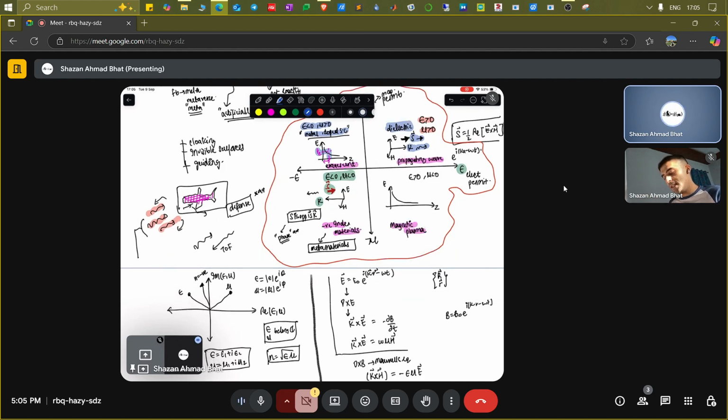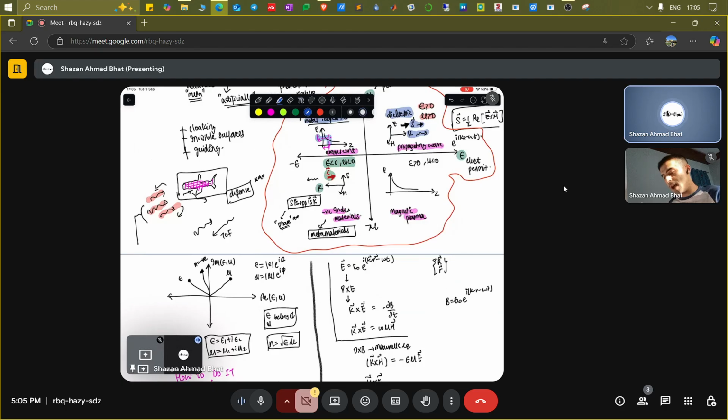The interesting case happens when the permittivity is negative and the permeability is negative. Both are negative. In that case you have negative index materials. The interesting part of these materials is that the wave vector and the Poynting vector are in the opposite direction. They are anti-parallel to each other. So if the electromagnetic wave is going in this direction, the Poynting vector is pointing in the opposite direction.